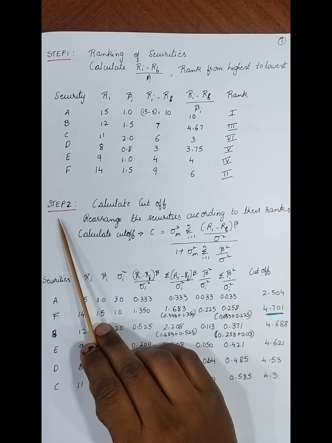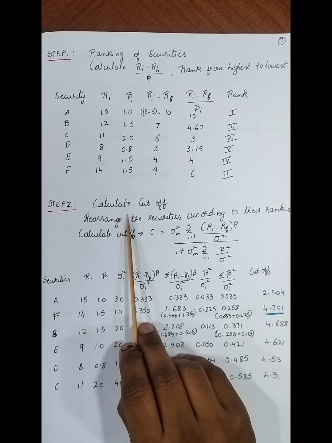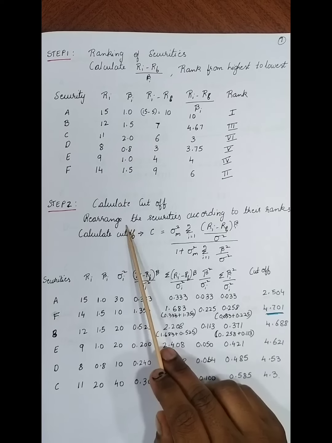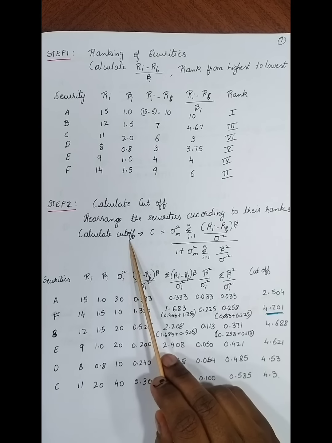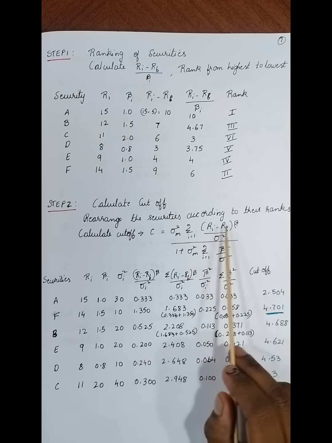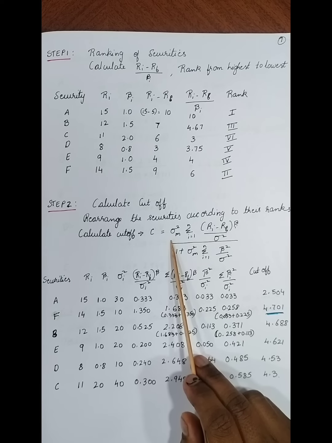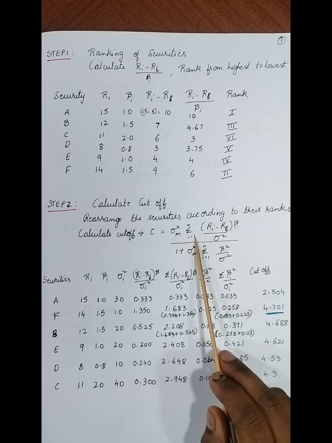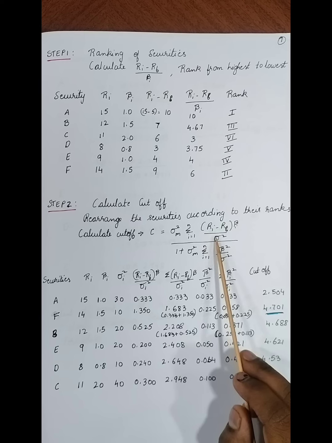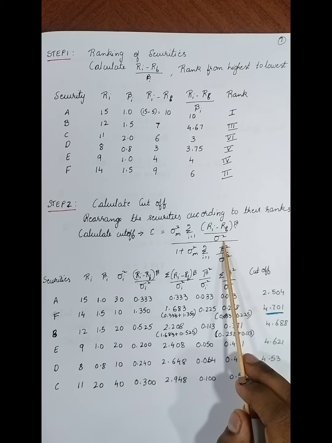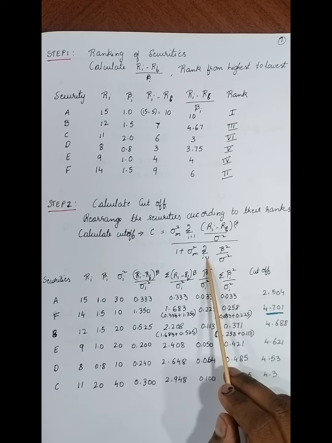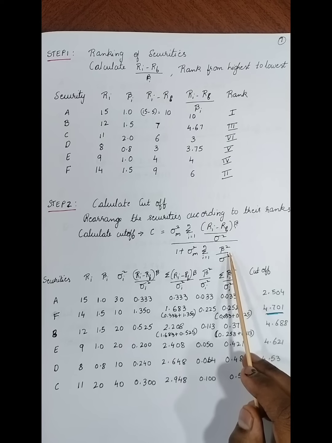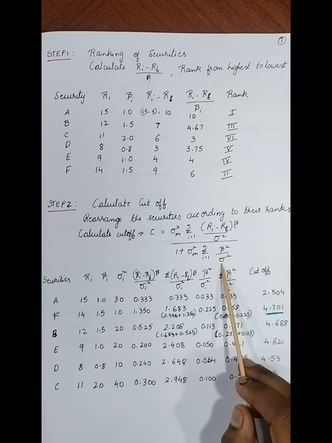Next, step 2, we need to calculate the cutoff. Rearrange the securities according to their ranks. Then calculate the cutoff using this formula. C is equal to market variance times the summation of Ri minus Rf into beta divided by variance of the stock, divided by 1 plus market variance times the summation of beta square divided by variance.